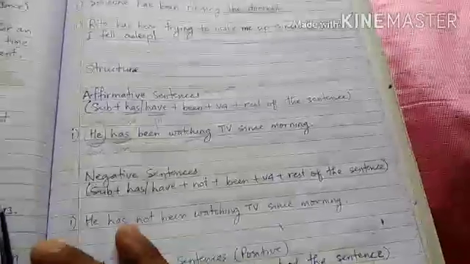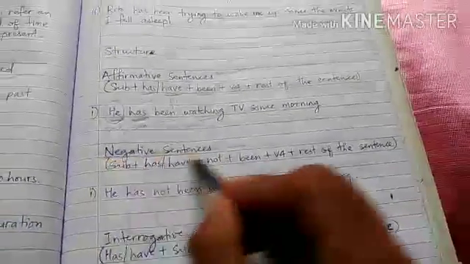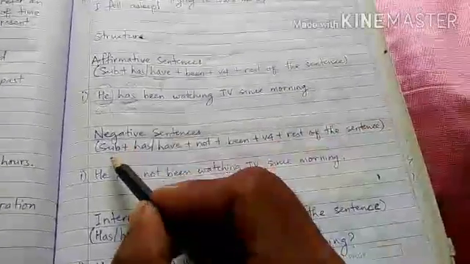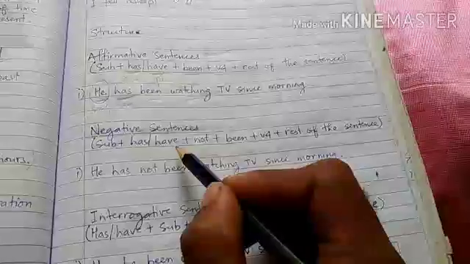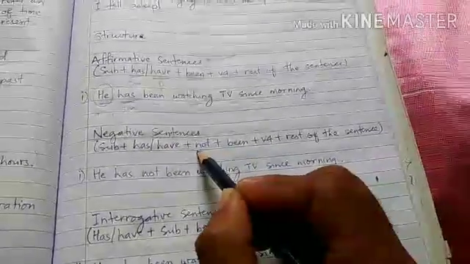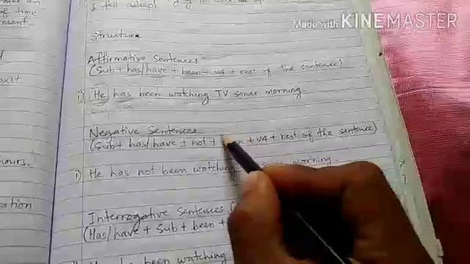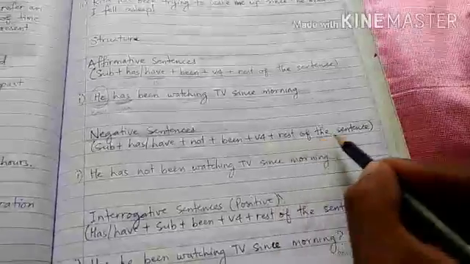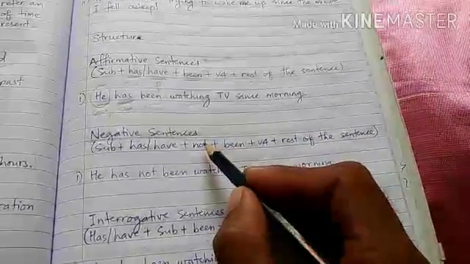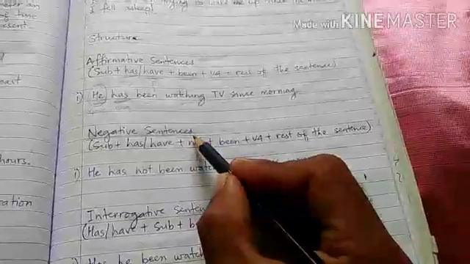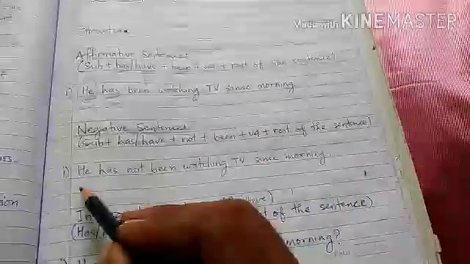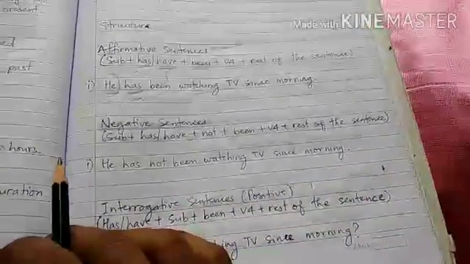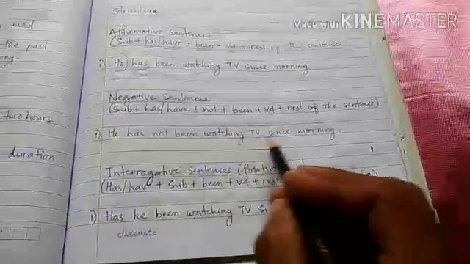Okay, understood? Now negative sentences. I have already told you that negative sentences are those sentences having no or not in them. So here we will use not after the main helping verb has or have and before been. Subject plus has or have plus not plus been plus V-ing plus rest of the sentence is the structure of negative sentences in the present perfect continuous tense. Like, he has not been watching TV since morning. He has not been watching TV since morning. This is the negative sentence in the present perfect continuous tense.